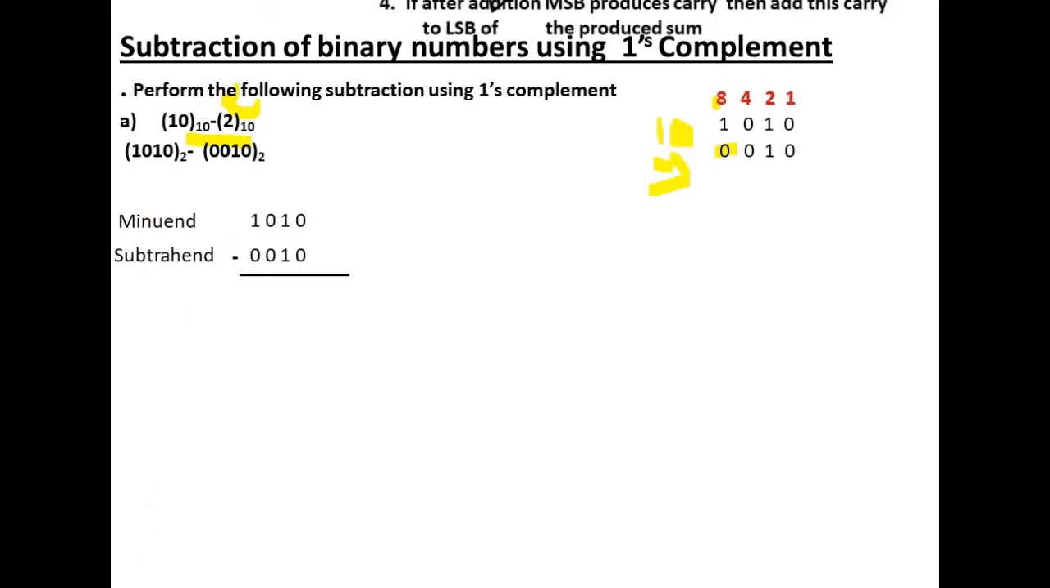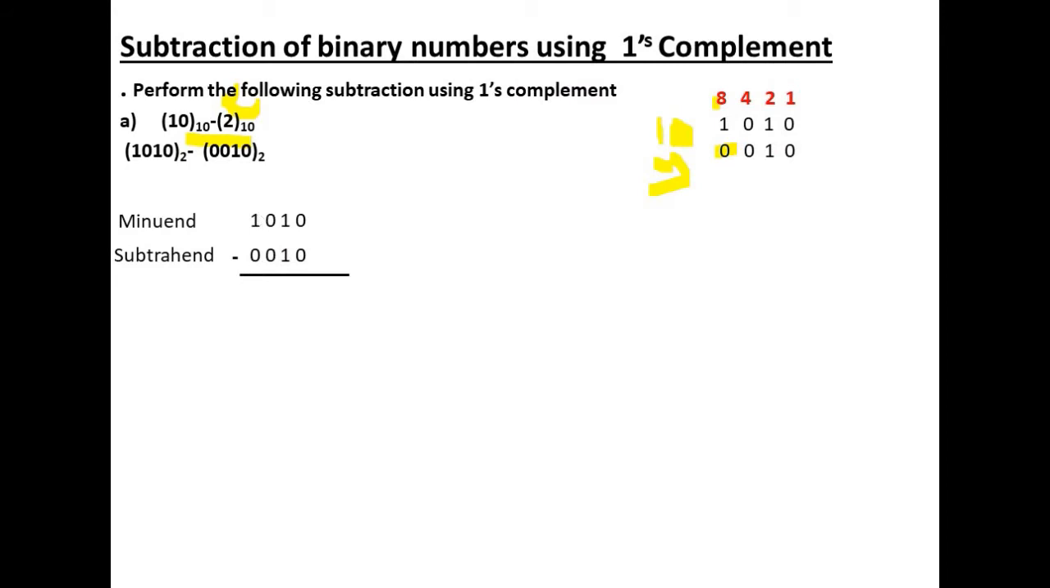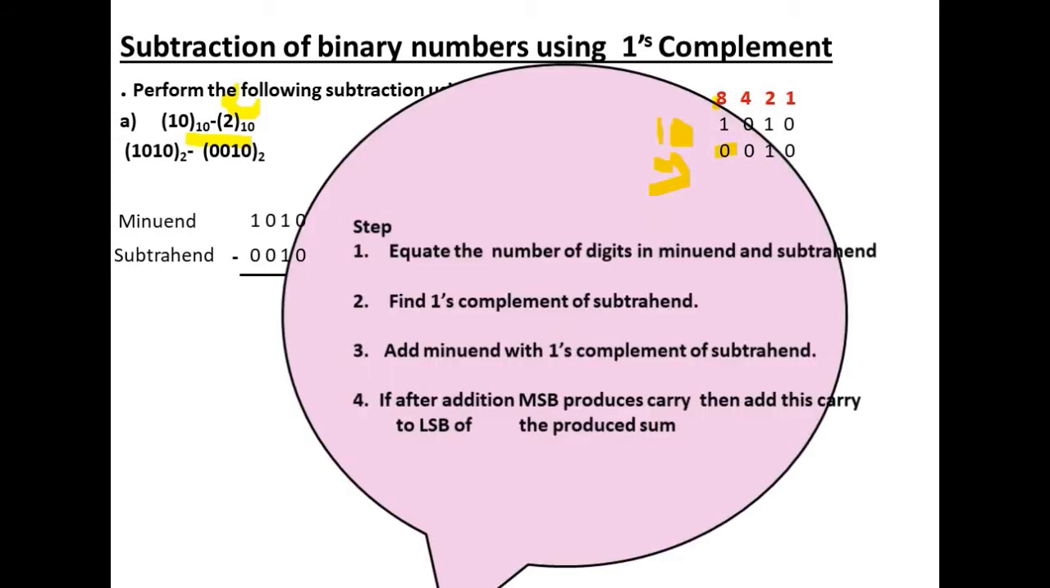Now we know that the first step is to equate the number of digits in minuend and subtrahend. Here we notice that the minuend and subtrahend have an equal number of bits. So there is no need to equate them. Now come to the second step.